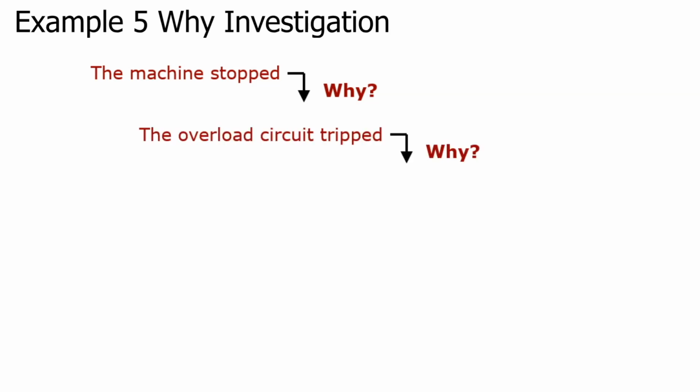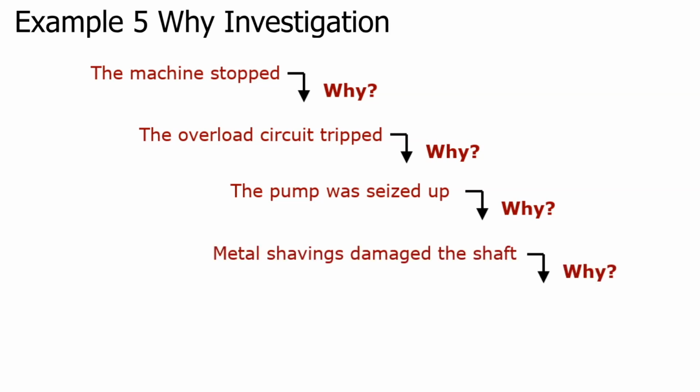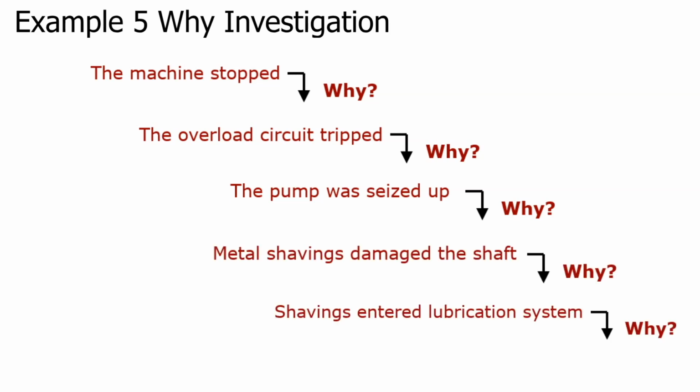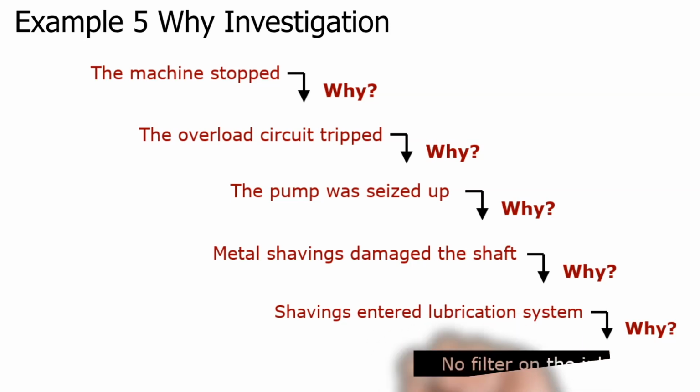Example of a 5 why investigation. The machine stopped. Why? Because the overloaded circuit tripped. Why? Because the pump was seized up. Why? Because metal shavings damaged the shaft. Why? Because shavings entered the lubrication system. Why? Because no filter was on the inlet pipe.